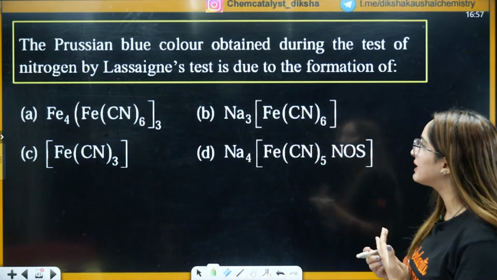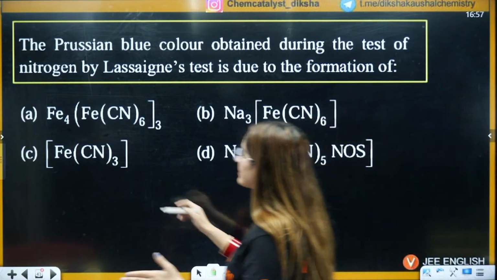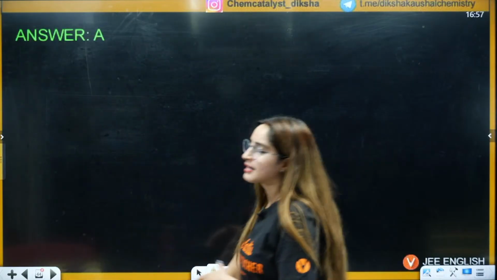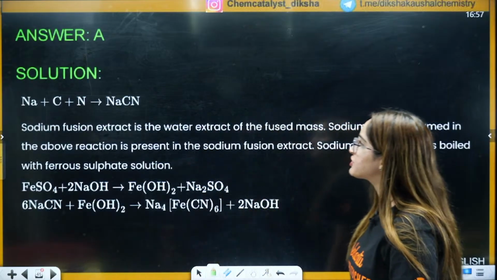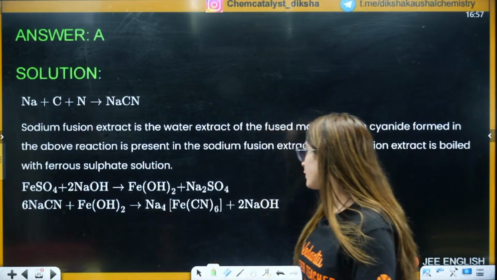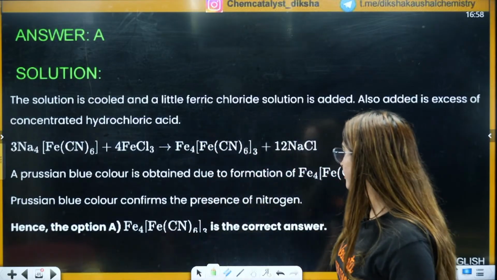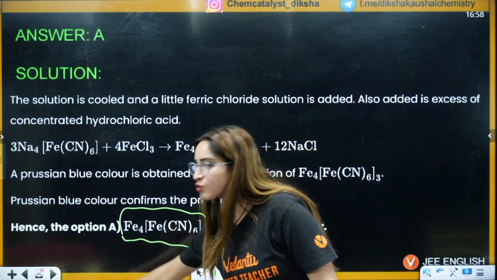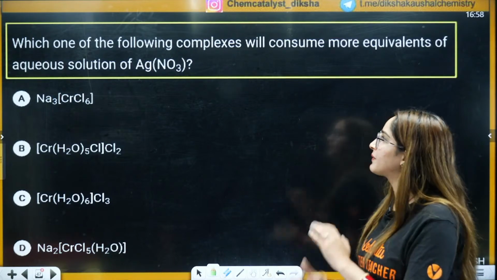What is that? Anybody in the chat box? You have 1 iron outside, 1 iron inside. So A is the correct answer here. That is your Prussian blue. Okay, the full answer is given to you, so I just told you directly the color of the compound and the formula.